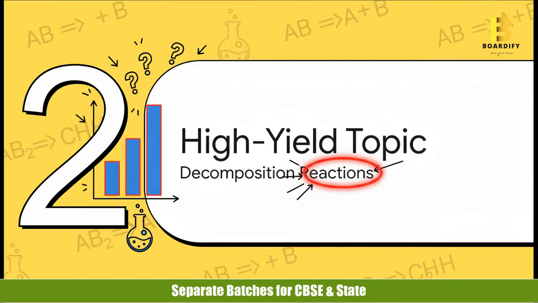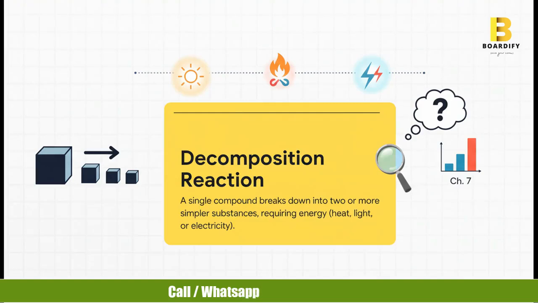Okay, let's jump into our first high-yield topic. If there is one thing you can pretty much bet on seeing on your exam paper, it's a question about decomposition reactions. This is a topic that the people who write the exams just keep coming back to. So, just a quick refresher. Decomposition is all about one thing breaking down into smaller pieces. Simple, right? The key thing to remember is that it needs a push. It needs energy, like heat, light, or electricity.